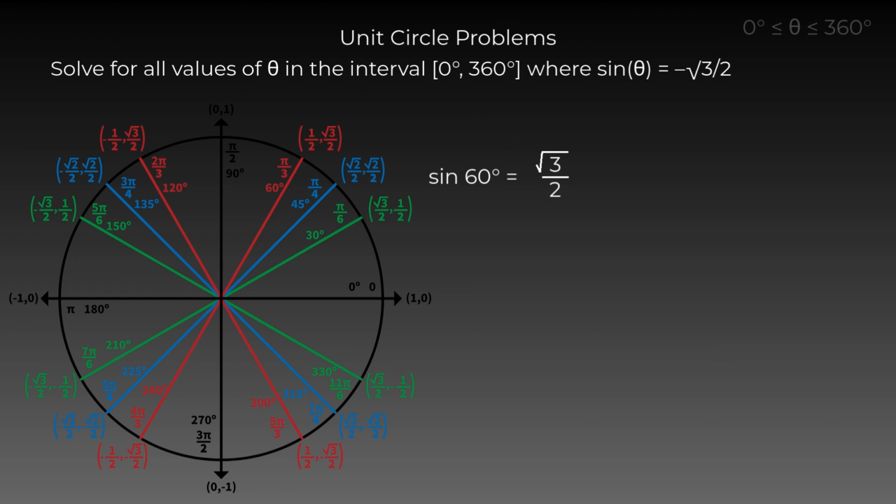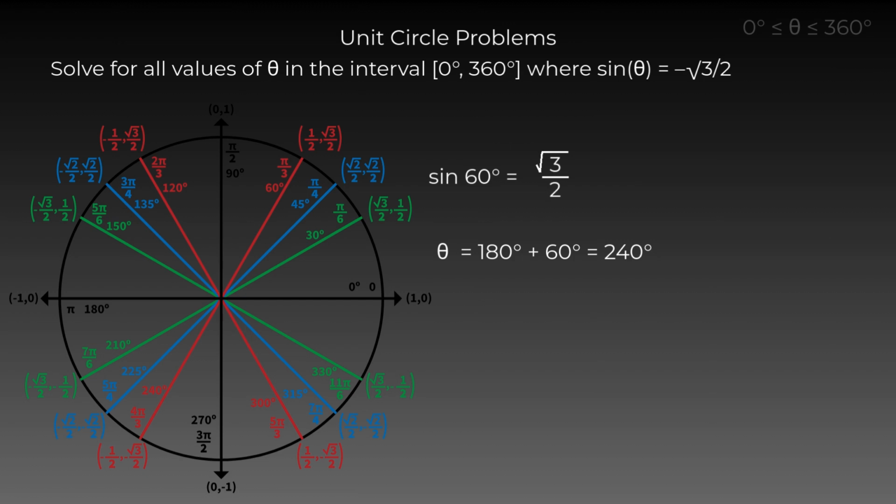In quadrant 3, angles are measured from 180 degrees going forward. So, we add the reference angle to 180 degrees. Theta equals 180 degrees plus 60 degrees, which is 240 degrees.